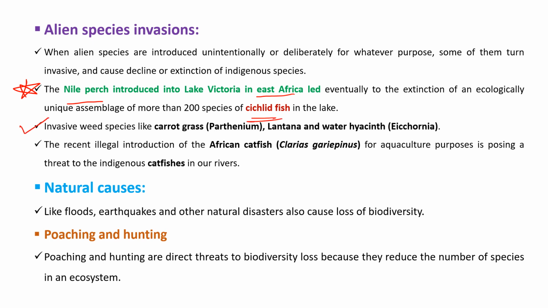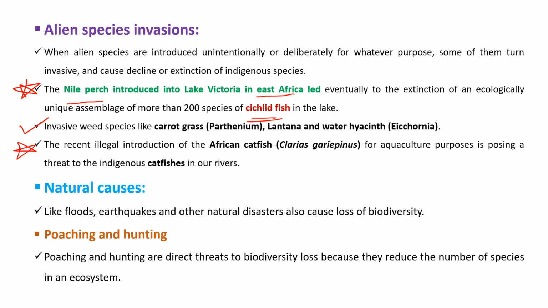If we see invasive plants like carrot grass, that is known as Parthenium, Lantana, and water hyacinth Eichhornia. These are also the invasive or alien species. A recent illegal introduction of African catfish for aquaculture purpose is posing a threat to the indigenous catfish in our rivers. So the African catfish is also an invasive species of fish, a threat for the indigenous catfish in our rivers or in aquaculture systems.